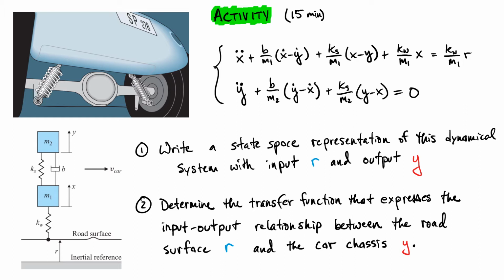In this case, we have two second-order differential equations, and let's see how that appears in terms of both of these different representations. Here, the input is going to be the road reference R, and the output is going to be the movement of the main body of the vehicle. So go ahead and give this a shot, and we'll go through the answers.